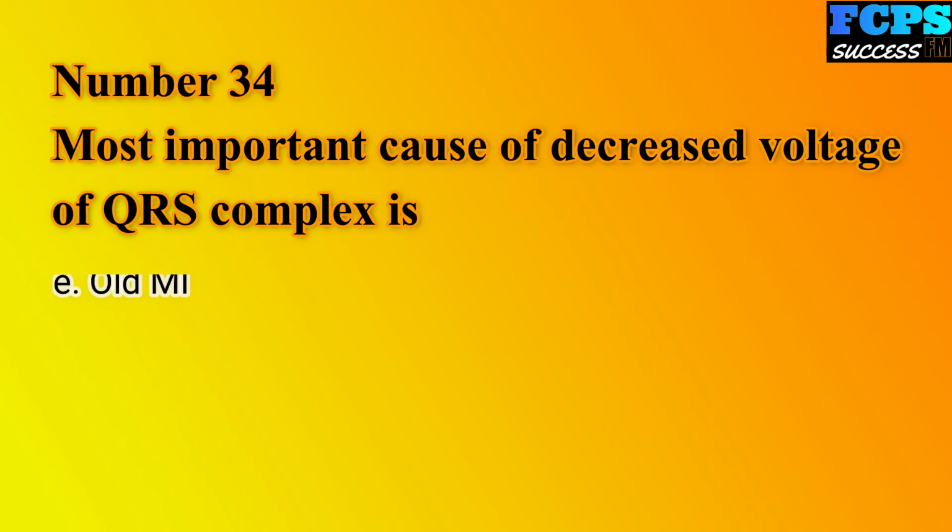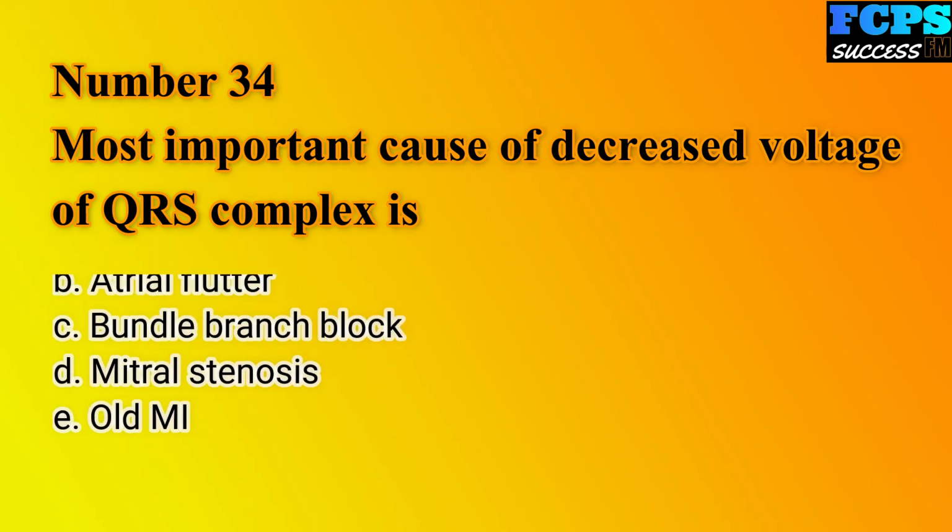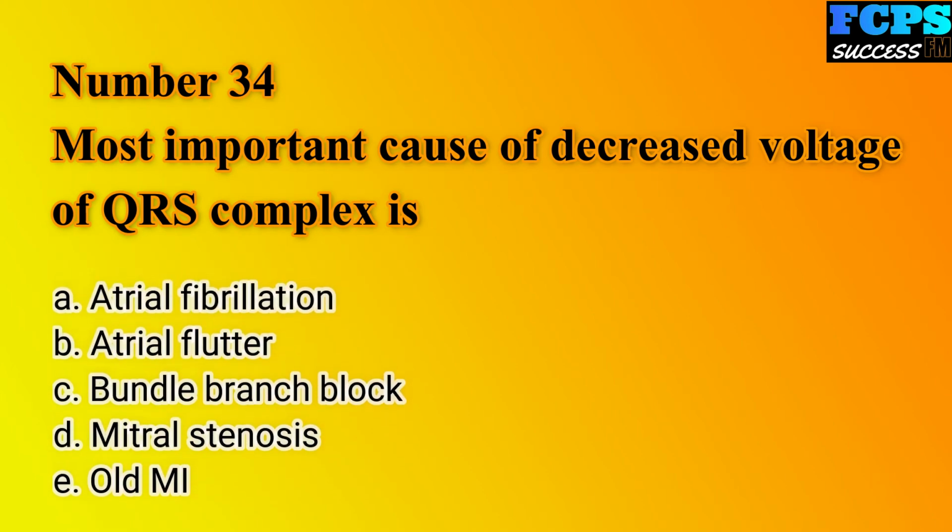Number 34. Most important cause of decreased voltage of QRS complex is: A. Atrial fibrillation, B. Atrial flutter, C. Bundle branch block, D. Mitral stenosis, E. Old MI. Correct option is old myocardial infarction.